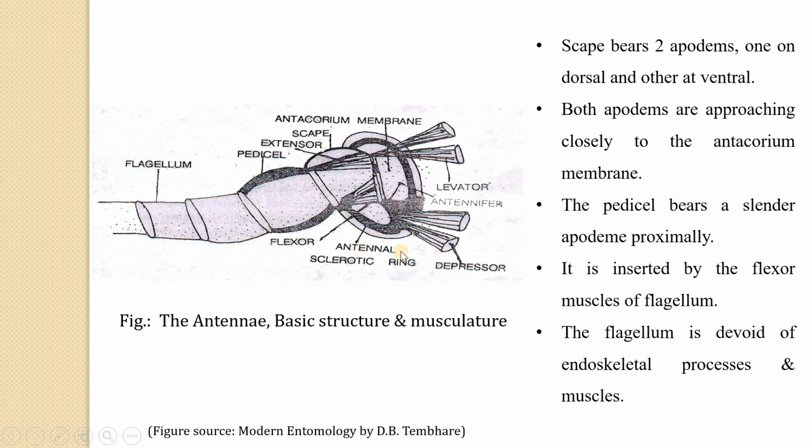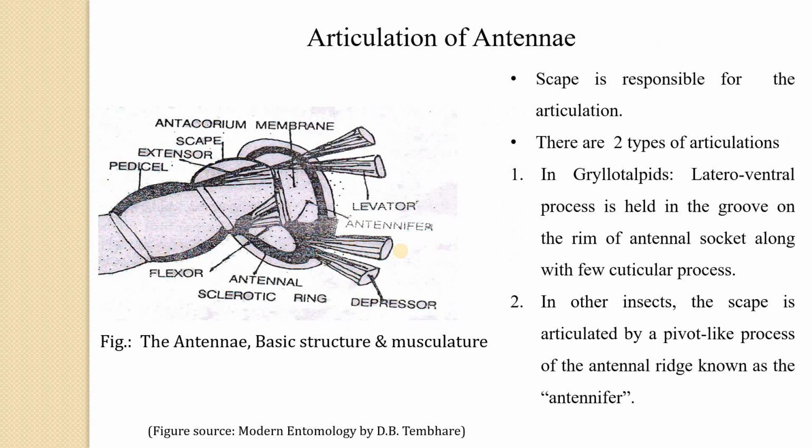So this is about the generalized structure of the antennae. The next topic is the articulation of antennae. As I have told you, the scape is responsible for articulation of the entire antennae in various directions. Now actually there are two types of articulation that can be seen among insects.